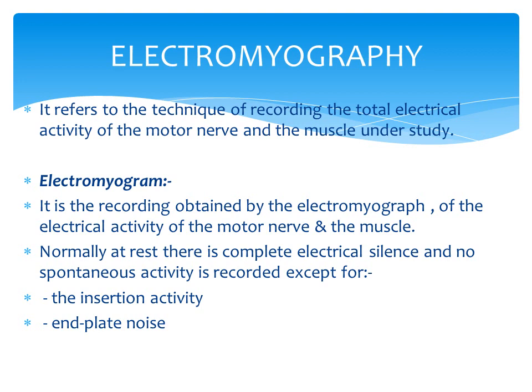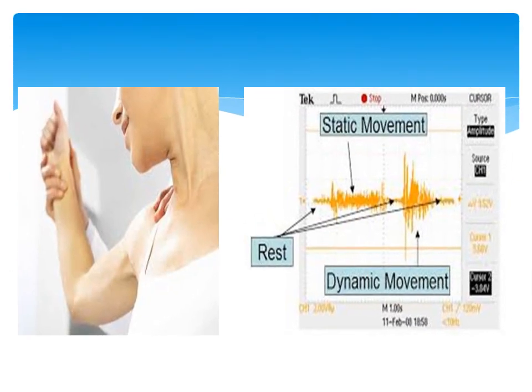Normally at rest there is complete electrical silence and no spontaneous activity is recorded except for the insertion activity and the end plate noise. Here you can see a picture where the electromyography is done, and it is the position of resistance given to the person during the performance of electromyography.